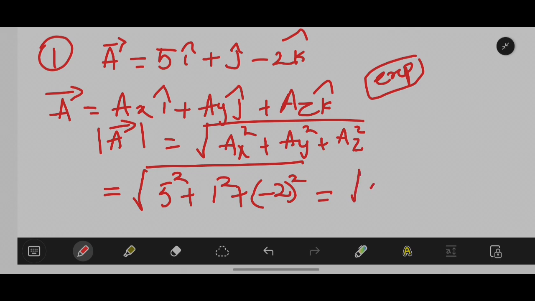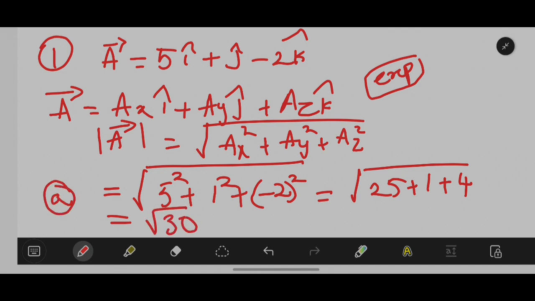That is nothing but root of 25 plus 1 plus 4. That is nothing but root of 30 units. That is option A.